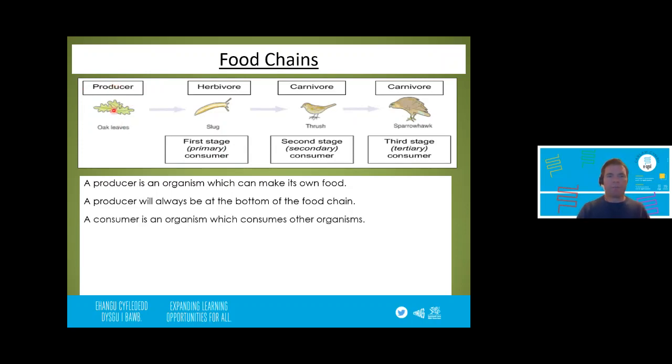Now, a consumer is an organism which consumes others, and there are many different consumers. And I'm just going to look if I can change this. Anything which comes after the oak leaves, the producer, is a consumer. So we have a number of consumers on here. Now, that's no good. We need to define them a little bit better. So we can have primary, secondary, tertiary or quaternary consumers, depending on where they are in the food chain.